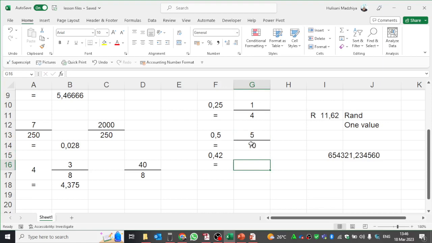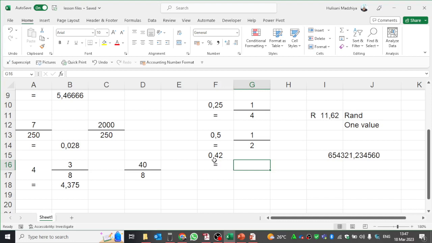5 over 10 can be simplified to get a smaller equivalent fraction. Therefore we can divide everything by 5. So 5 divided by 5 is 1, and 10 divided by 5 gives you 2. So you have a simplified version, 1 out of 2, which is equivalent to 5 out of 10, so 0.5. So that is it in terms of converting decimals into fractions.